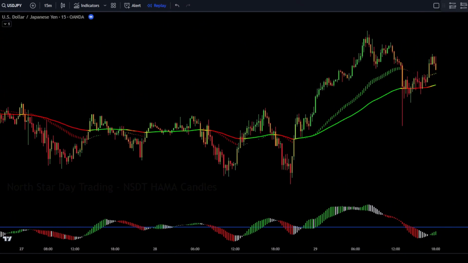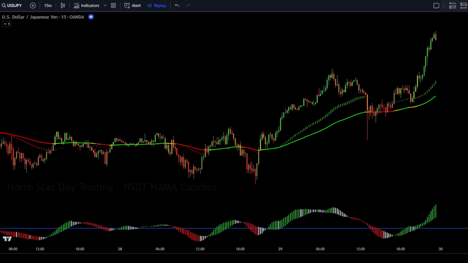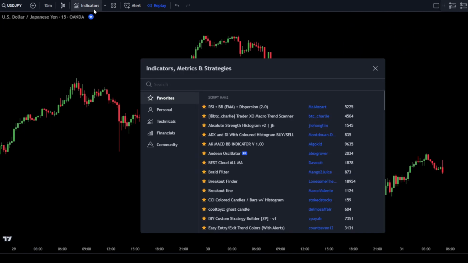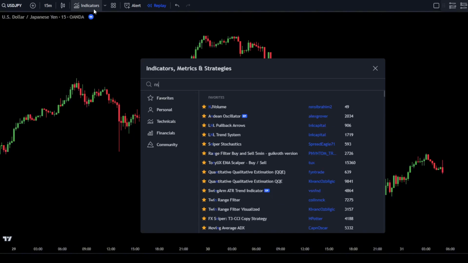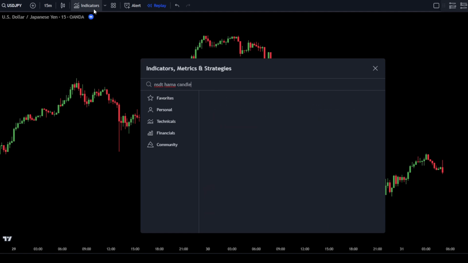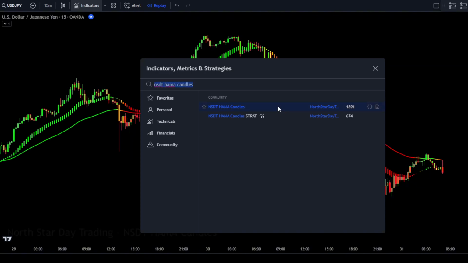If you want to use this scalping strategy, you can go to Tradingview. Then, go to the Indicator Search tab. In the Indicator Search tab, type in NSDT Hama Candles. Next, simply select the NSDT Hama Candles indicator from Northstar Day Trading.